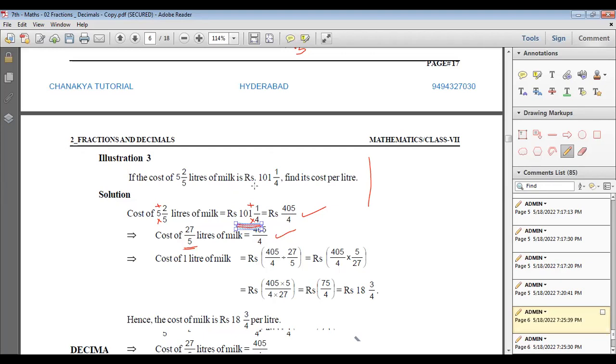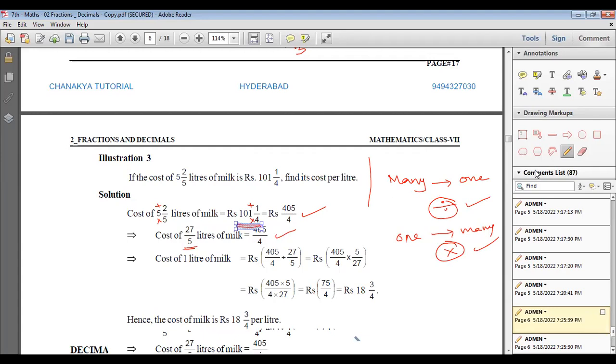Now we need to find out cost of 1 liter. Children, you just remember, they gave many and you need to find only one. You should always do division, children. Please remember, you should do division. Suppose they gave one and you need to find the cost of many objects or many things, you need to do multiplication. This is the basic part you're supposed to remember.